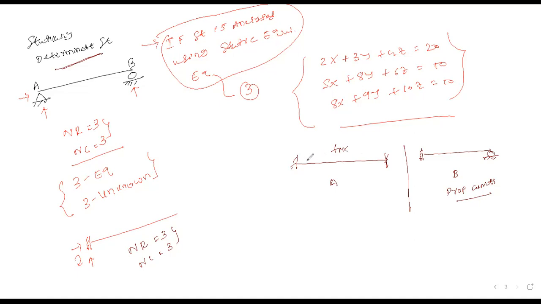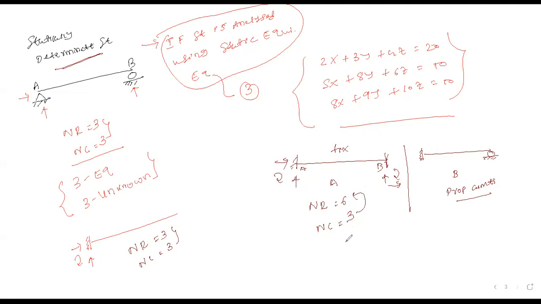Okay, now at point A and point B, we have three reactions each. Yes or no? We have three unknowns at A and three at B. So in this case, what is the number of reactions? 6. Yes or no? And what is the number of conditions? 3 only. Now tell me, can I solve such a problem? You have 6 unknowns.